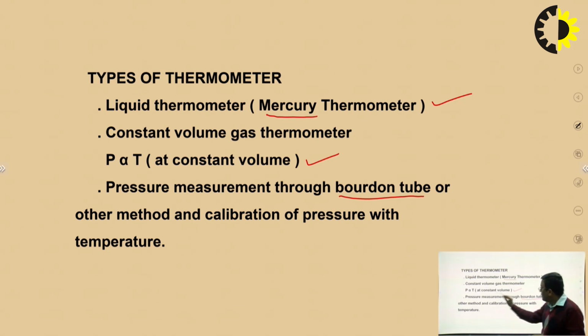So if I can measure the pressure, then by calibrating the temperature and pressure, as it is already shown here, P is directly proportional to temperature. So if I am able to measure the pressure with the help of Bourdon tube, then definitely I will be able to measure the temperature also.